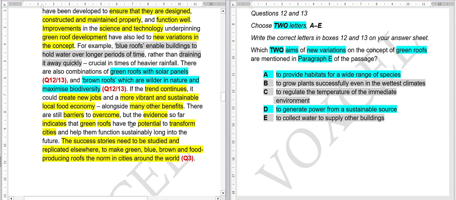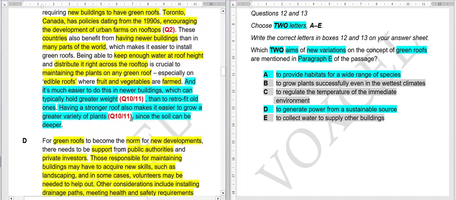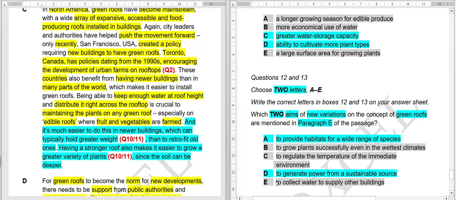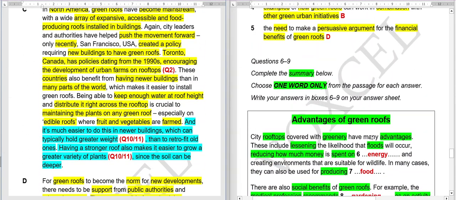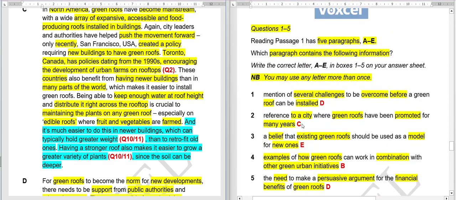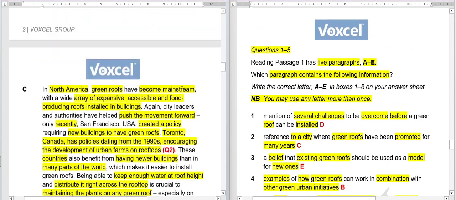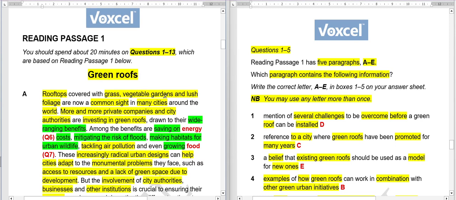I hope it is clear. So this is how you should attempt. Let's see, we have done two options. So this is how you should solve these kinds of questions.